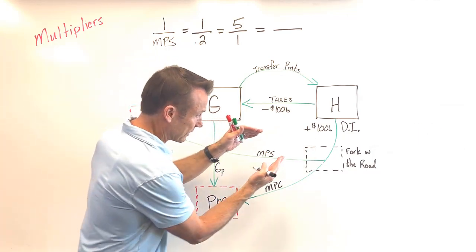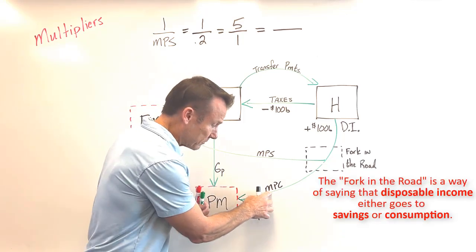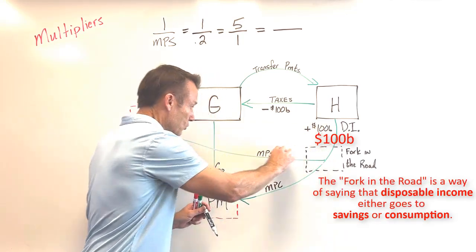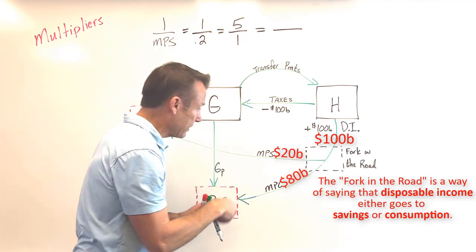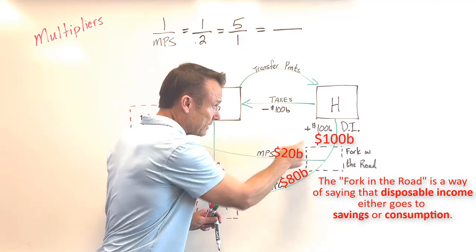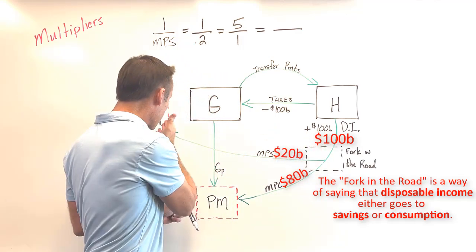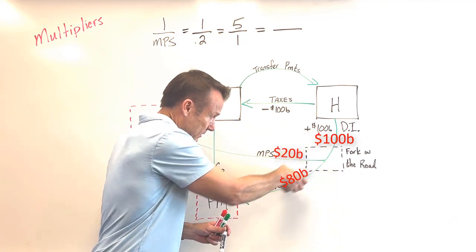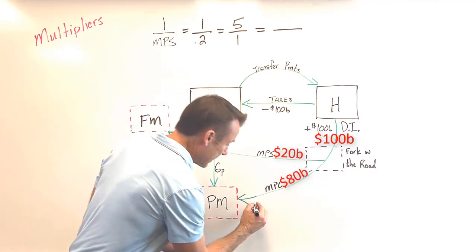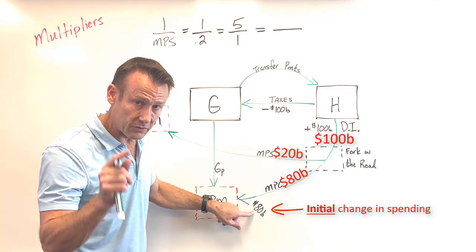Now we simply have to take it through the fork in the road. The fork in the road is so important. MPS 0.2, MPC 0.8. Of that 100 billion, 20 billion is going to go that way, 80 billion is going to go that way. 0.2 is 20%, so 20% of that 100 billion is going to go this way. Hey, that's 20 billion. 0.8, 80% of that is going to go this way. That's, again, $80 billion. There it is, guys. That is our initial change in spending.